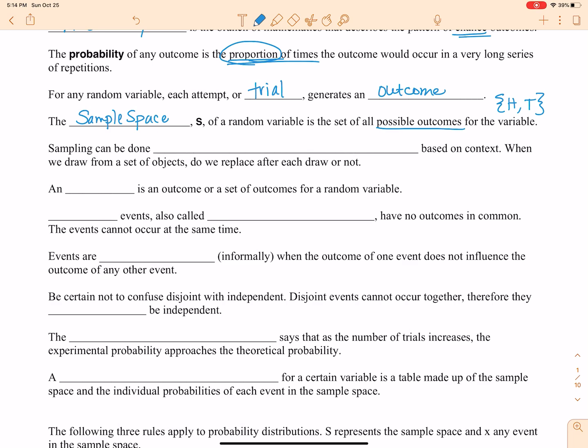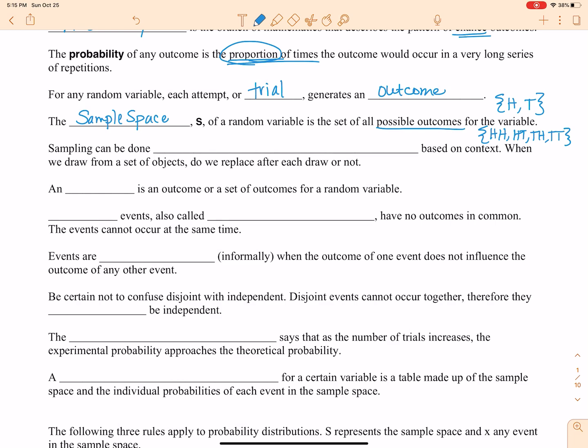If I were flipping two coins, my sample space would look something like this. I could get heads for both of them. I can get heads, heads, heads, tails, tails, heads, or tails, tails. So if I'm flipping a coin twice, those would be my sample space. So all of my possible outcomes.